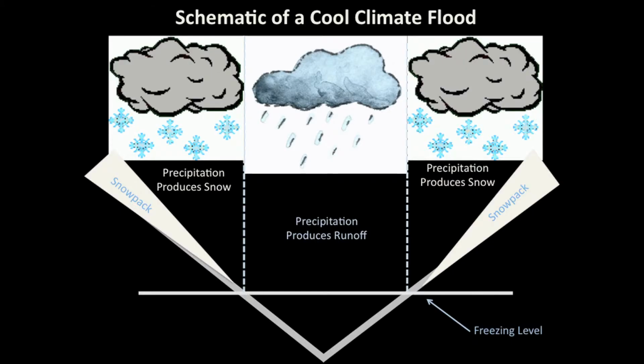This is a little cartoon of, so you can imagine this is a river valley, like an open book, sort of a cross-section of the river valley. And this is a schematic of a cool climate flood. And so what we're seeing here is rainfall falling in the parts of the basin that are warm enough for it to rain. And then in the upper basin, you get precipitation falling as snow and accumulating as snowpack.